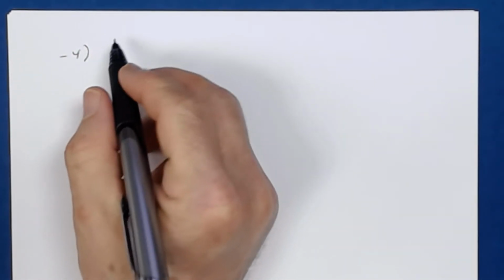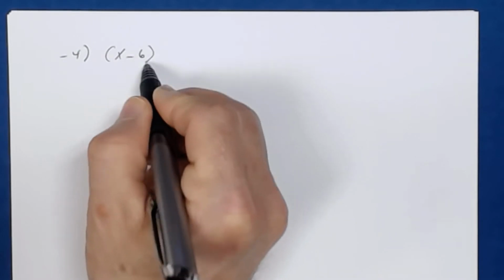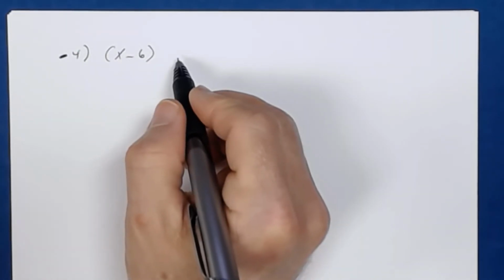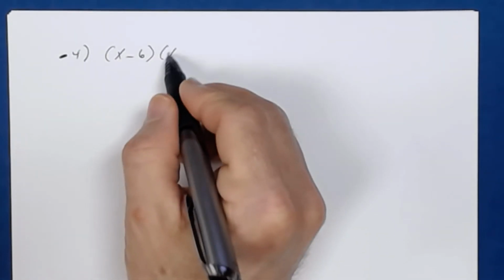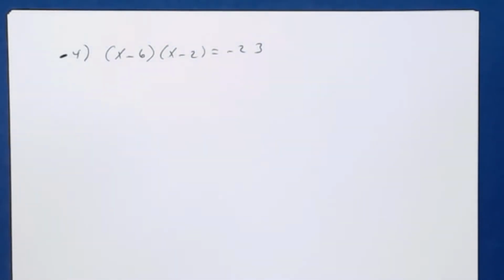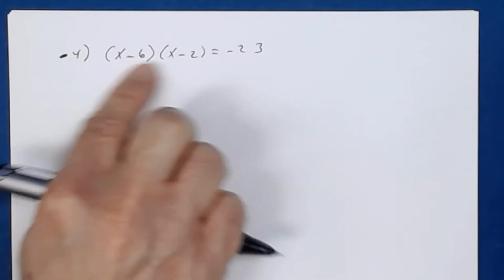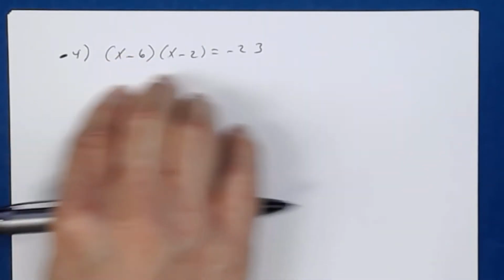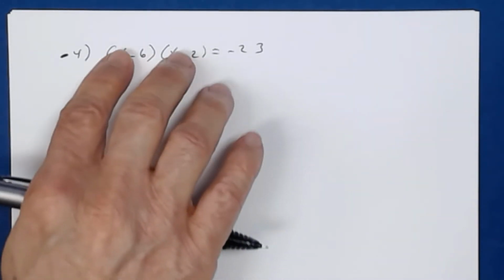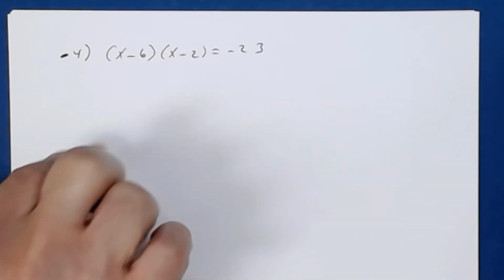All right, let's suppose we had x minus 6 times x minus 2 equals negative 23. So it's just like the previous one. I have to use the FOIL method to get it to standard form. I've got to get rid of these parentheses. Since I have a binomial times a binomial, we use the FOIL method.